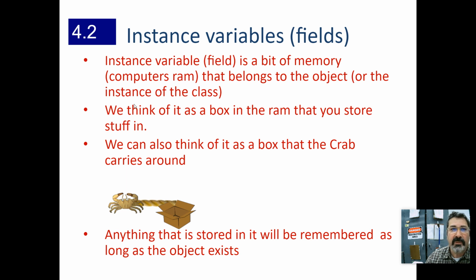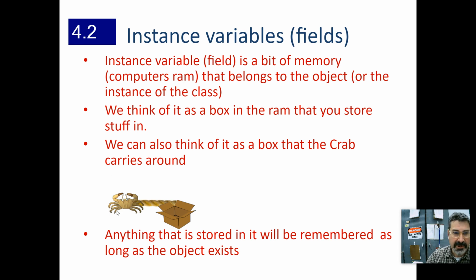An instance variable, or field, is a bit of memory in the computer's RAM that belongs to the object, or the instance, of the class. So we have a box called weapon 1, right? And it's like, oh, I picked up one of the aliens' weapons, right? So the needler, right? We picked up a needler. Oh, okay, what's in weapon 1? Oh, that's a needler. So it's like a box in the RAM that stores your stuff.